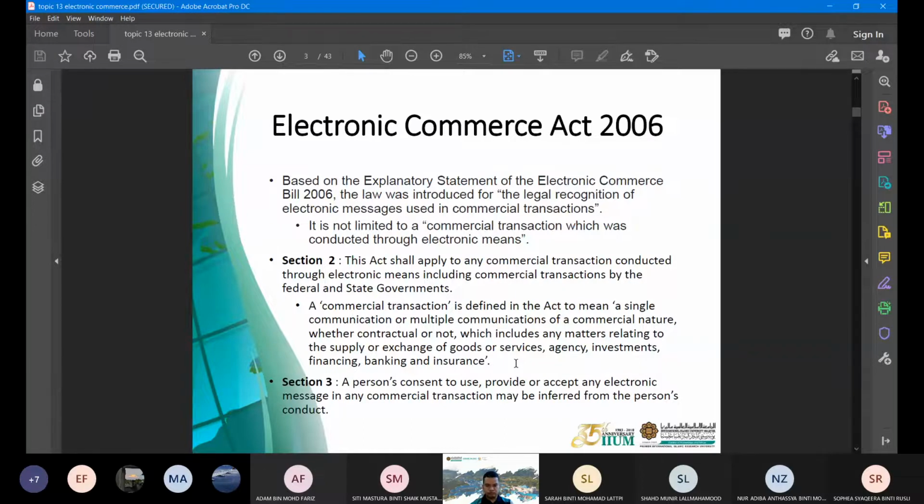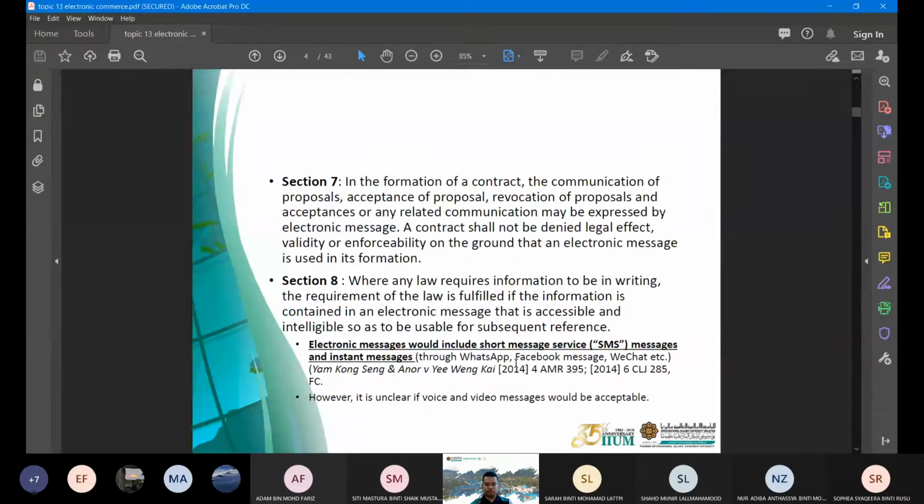Okay, and then section 7 talks about formation of contract. Actually, the formation of contract is similar to what you have learned in contract law last time. But section 7 is specifically saying that the contract shall not be denied legal effect only on the ground that it is done through electronic message.